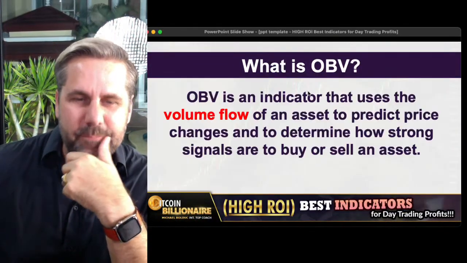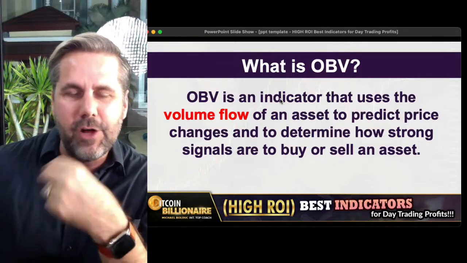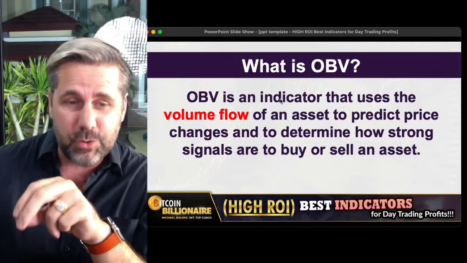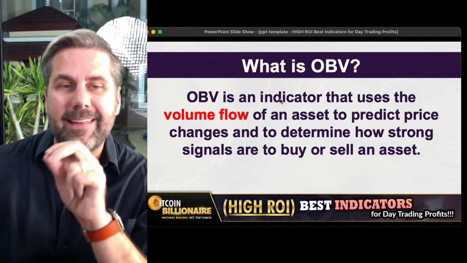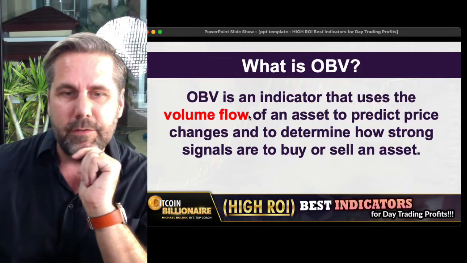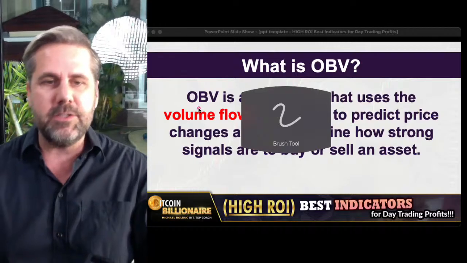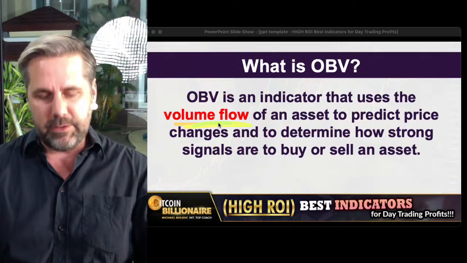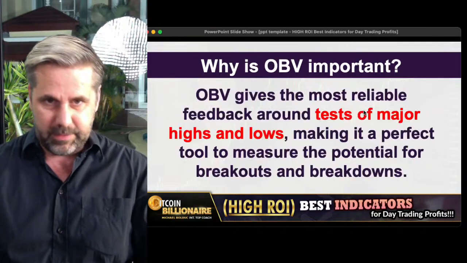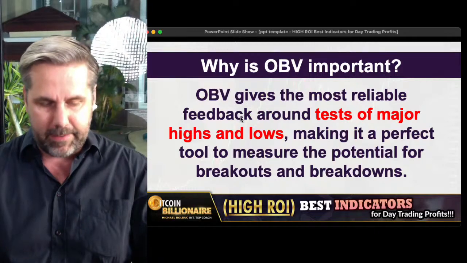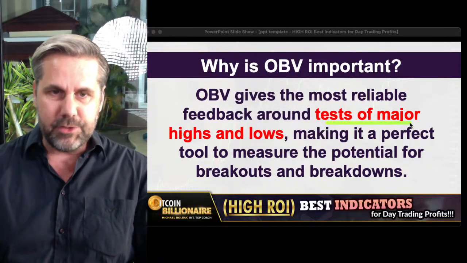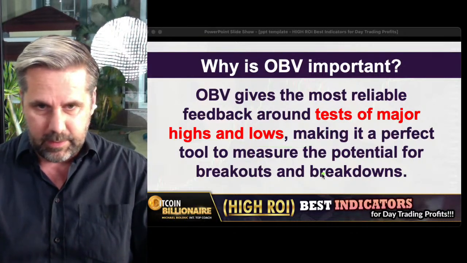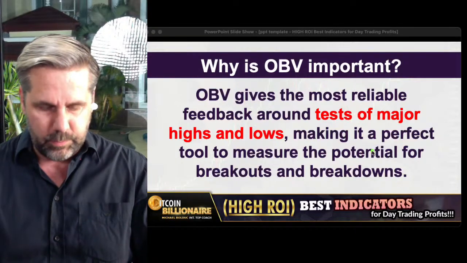What is OBV? OBV is an indicator that uses the volume flow of an asset to predict price changes, to determine how strong the signals are to buy and sell an asset. The volume flow is another factor, because you may have a change in the chart, but the volume flows, you always need to look at that. Why? Well, because OBV gives you the most reliable feedback around the test of major highs and lows, making it a perfect tool to measure the potential for breakouts and breakdowns. Okay, so what do we mean by that?